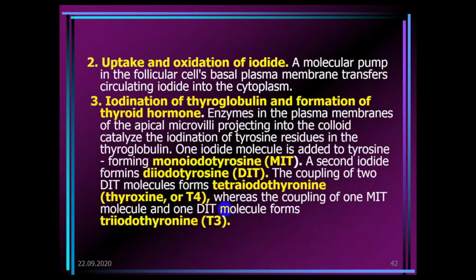Next step, the amino acid tyrosine undergoes iodination. It binds one atom of iodine and appears as monoiodotyrosine, international name MIT. The second molecule of tyrosine can bind two atoms of iodine and appears as diiodotyrosine, DIT.